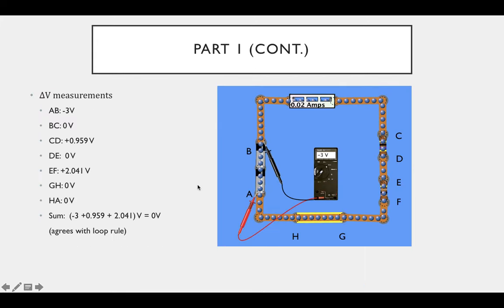So going around and taking the potential difference measurements between the points as specified here, I got these values on the left, and summing them equals 0 volts as it should, because it agrees with Kirchhoff's loop rule as stated a few slides ago.